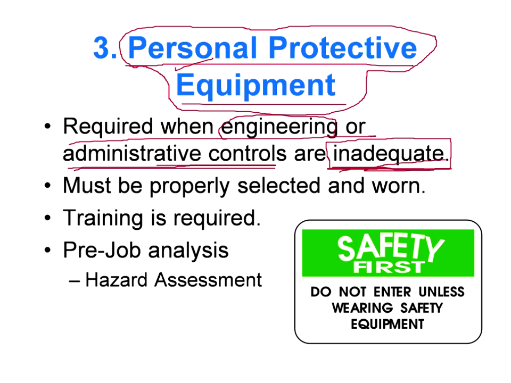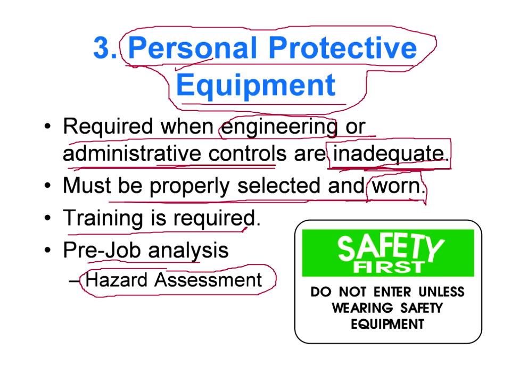We have seen in chapter 2 what are the different types of control systems for safety. Number 1, engineering controls. Number 2, administrative control. Number 3, training control. When the engineering control is not sufficient, inadequate means not sufficient, and when the administrative controls are also not sufficient, then we use personal protective equipments. So this must be properly selected and worn. Worn means using on our body.